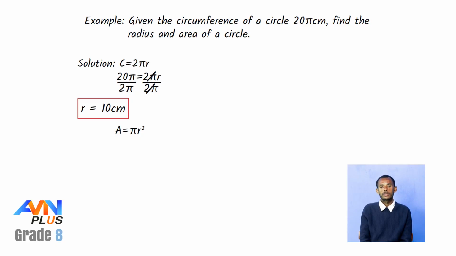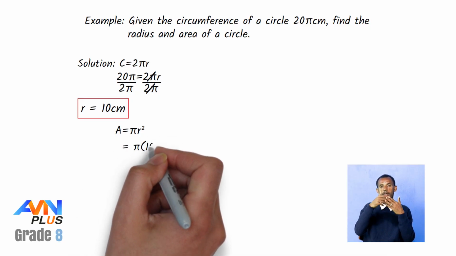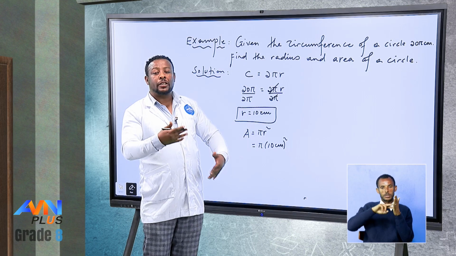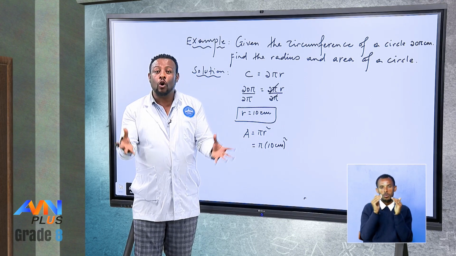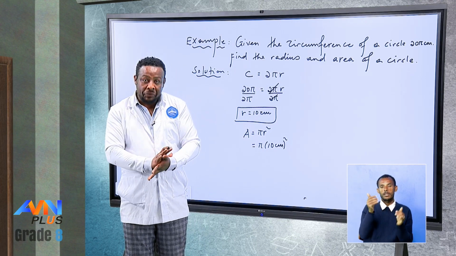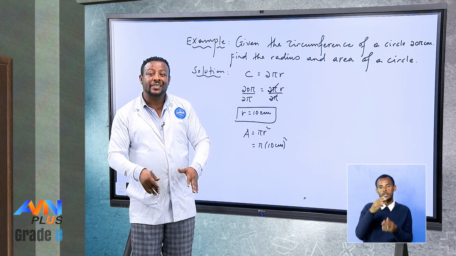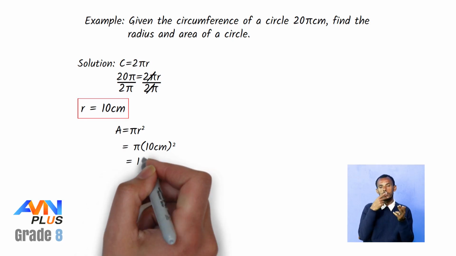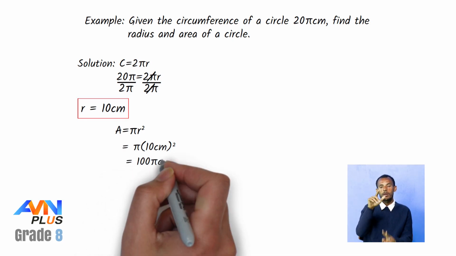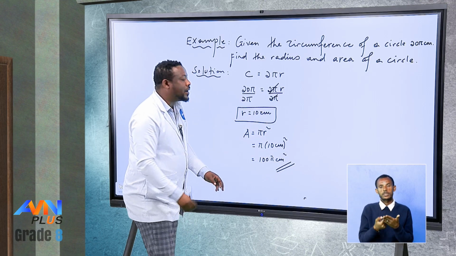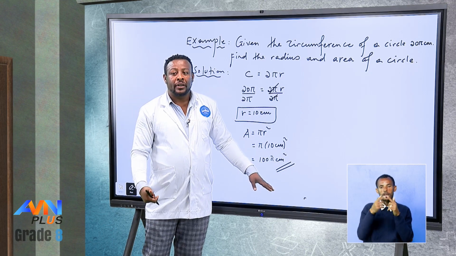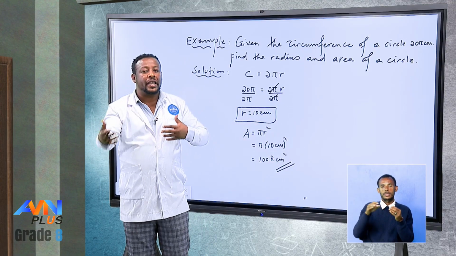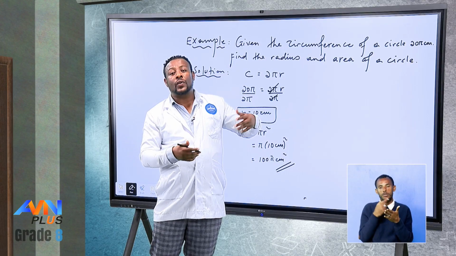So this becomes pi times 10 centimeter square. Okay, 10 centimeter square means 10 centimeter times 10 centimeter. As you all know, 10 times 10 is 100, and centimeter by centimeter is centimeter square. So we have pi, so the product of this thing becomes 100 pi centimeter square. So this is the required answer for the second part, right? So this way you can calculate the circumference, the area, or sometimes you may be asked to find the radius, right?